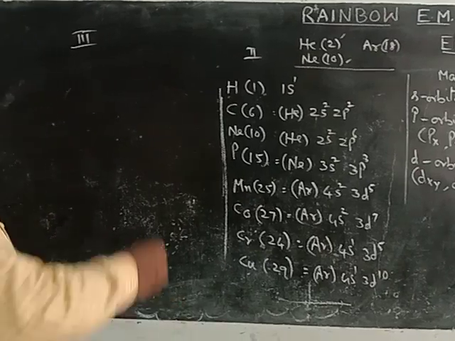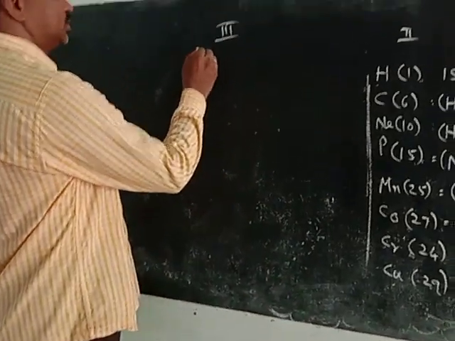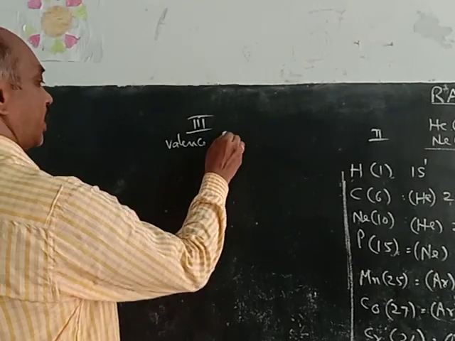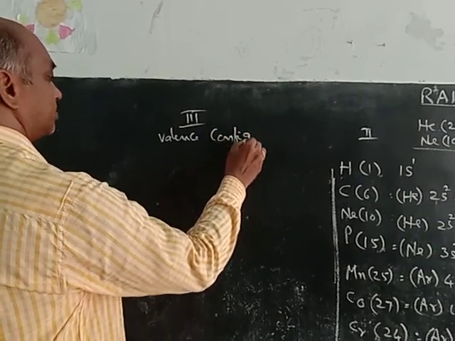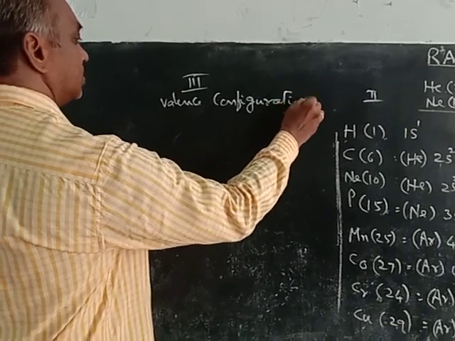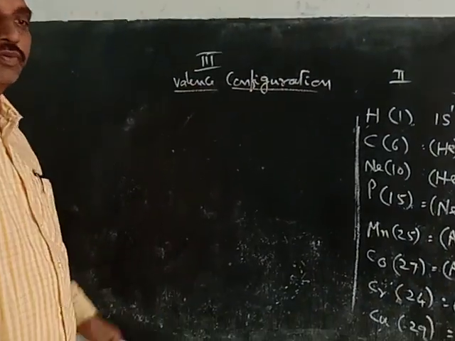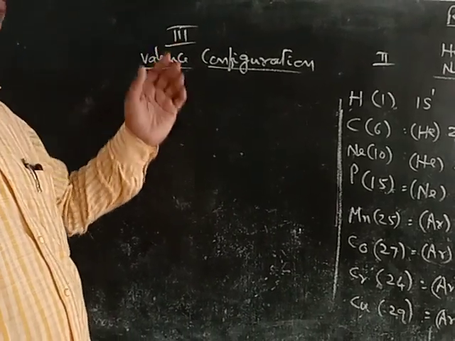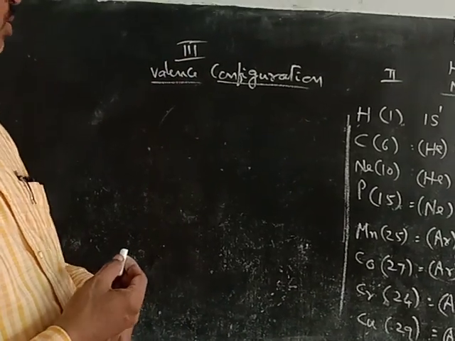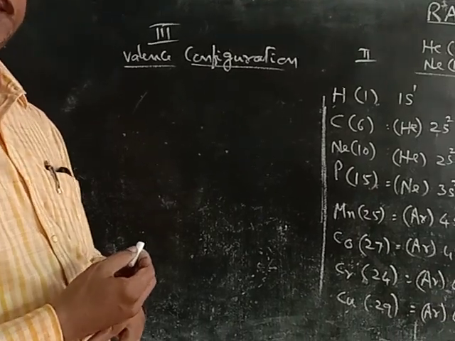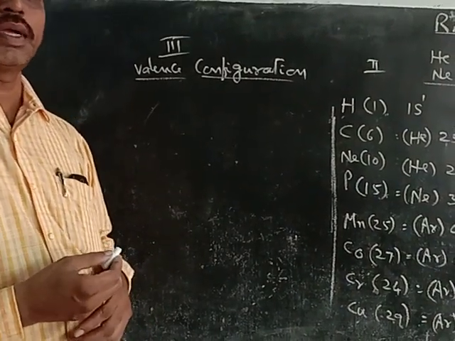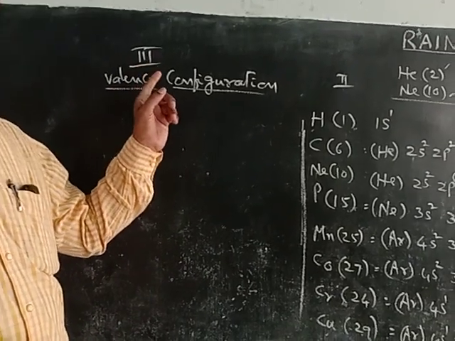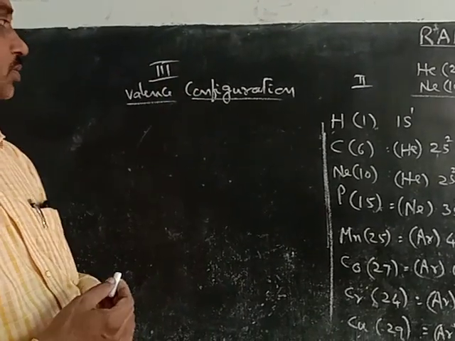Okay, next one is the third method. The third method is valence configuration. What is meant by valence configuration? Valence electrons and valence configuration have separate definitions. Valence electrons means the electrons present in the outermost orbit. Valence configuration means the electronic configuration of the outermost orbit.